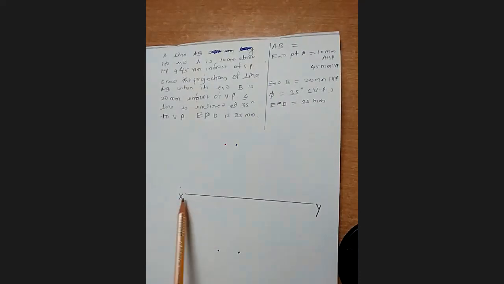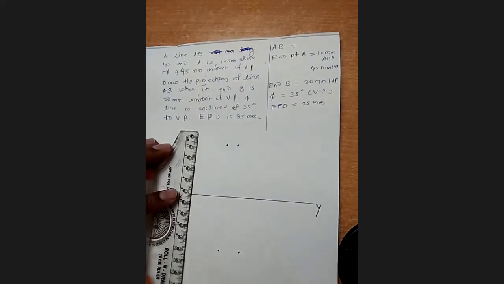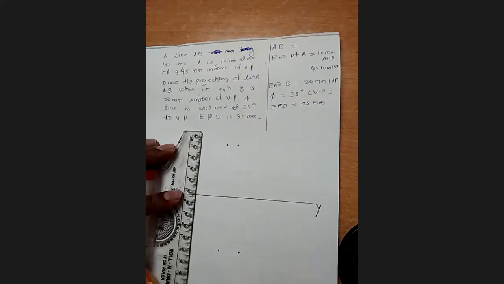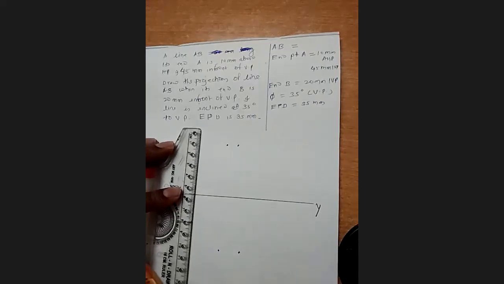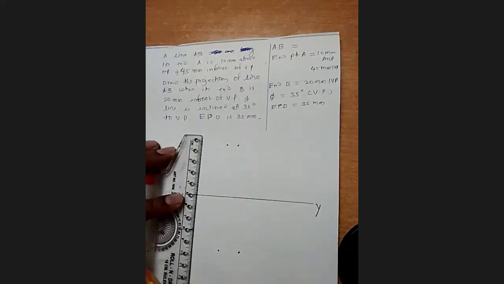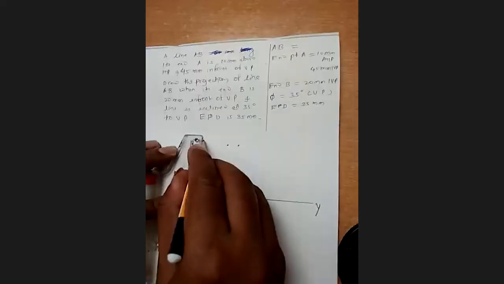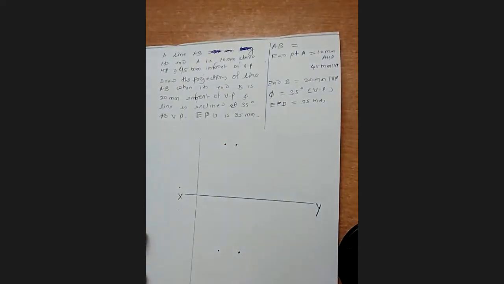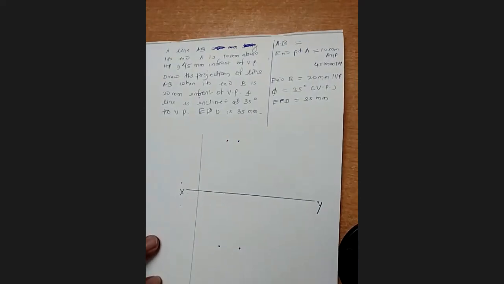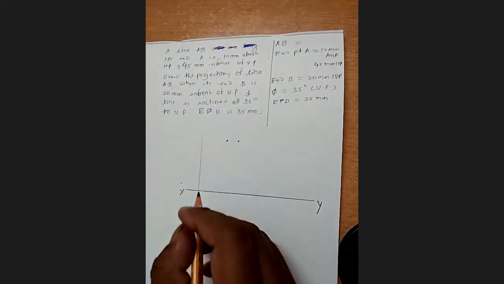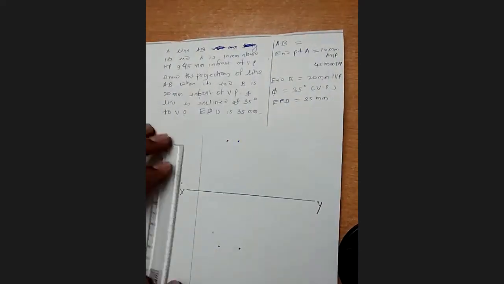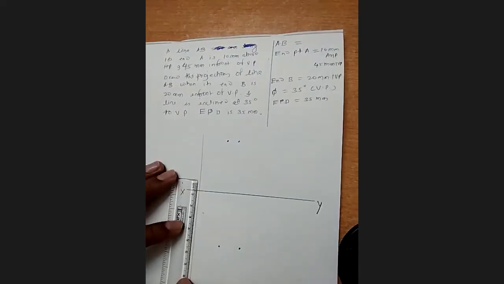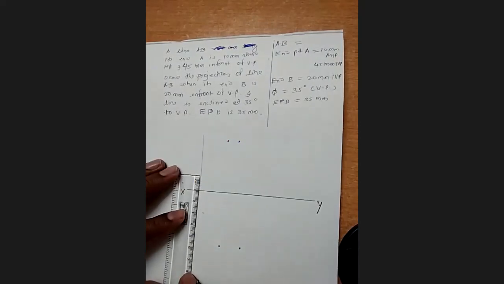Now we'll start with the solution. First, draw the XY line. Okay. Immediately from the left side, meaning from X, you should draw a line perpendicular to the XY line. Draw just a random line here on which you will be marking the points A dash and A. A is 10 millimeter above HP and 45 millimeter in front of VP. That distance we will take here from the XY line.